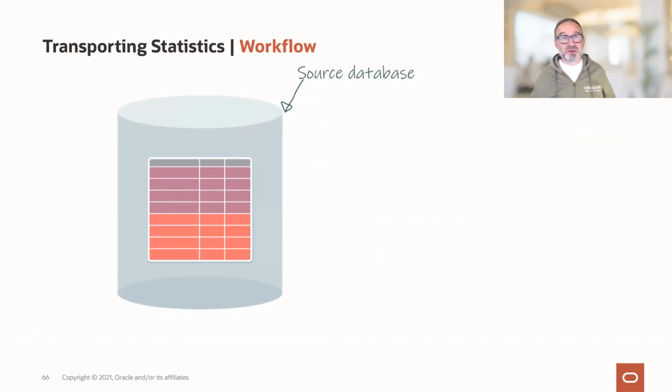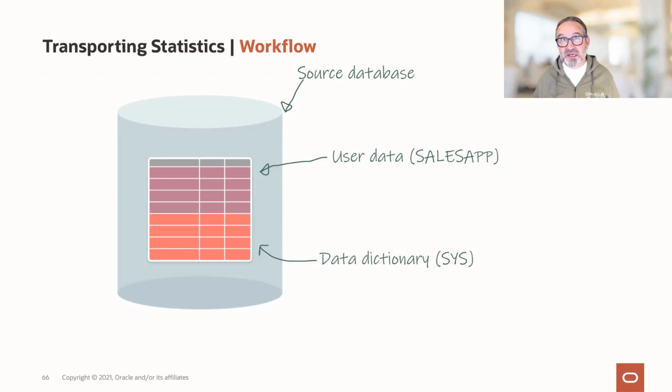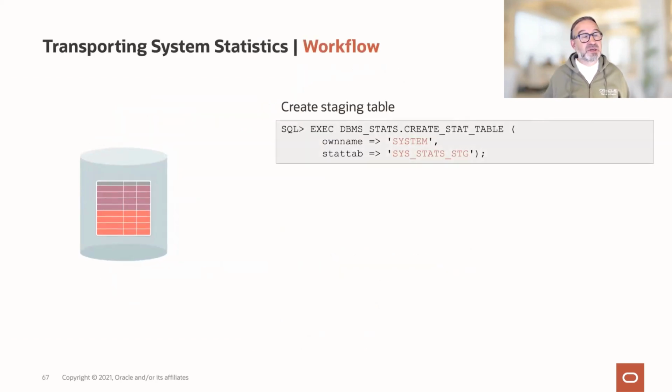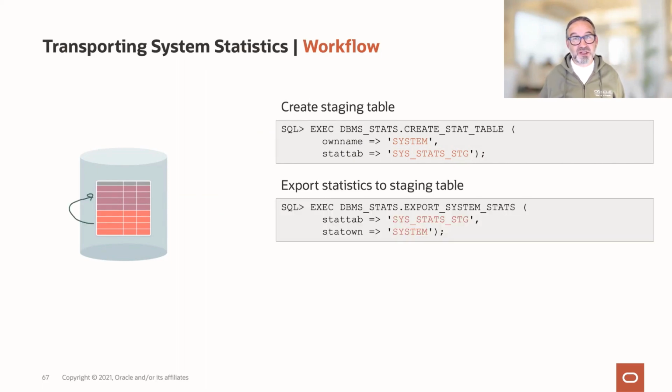So this is my source database and I have my user data and I have my data dictionary, and statistics are always in the data dictionary. So we need to grab them from here. And what we do is we create at first a staging table. So this is like our parcel box. And here I name it sys_stats_stg. And once I have the staging table, I move my system statistics in our case into that staging table. So it's EXPORT_SYSTEM_STATS, which doesn't do an export. It moves the data into the staging table.